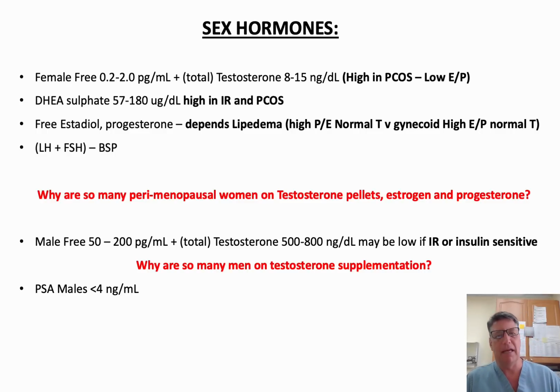So in lipedema patients, we have a high PE ratio and a normal testosterone, or a low testosterone for females. With a gynecoid, we have high estrogen, low progesterone, and normal testosterone, but high testosterone in PCOS. So they are predictors of what the genetic outcome is for some of these patients, because your PCOS patients will rarely have diabetes. They tend to be more obesogenic because they produce a lot of insulin.